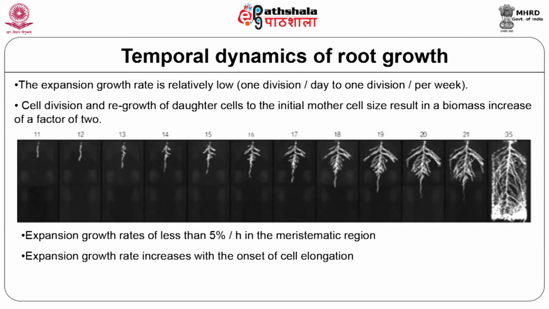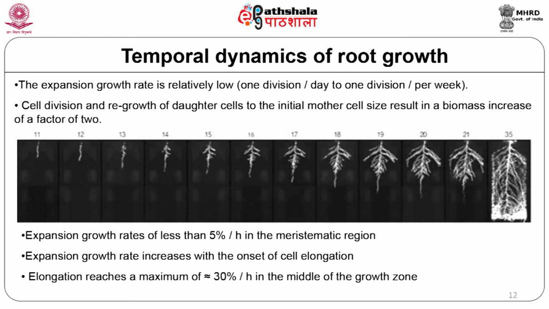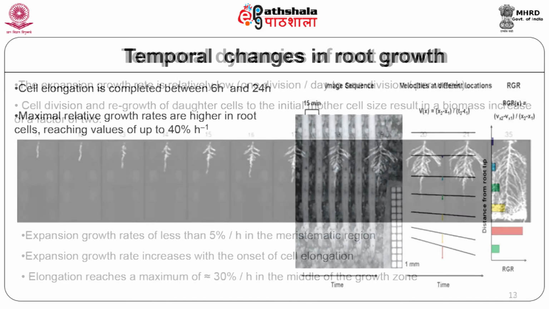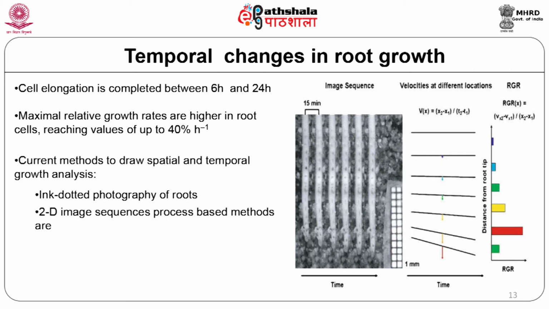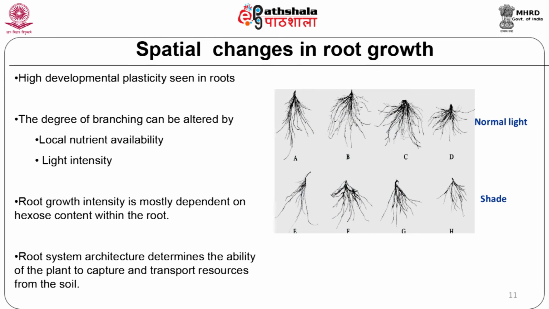Expansion growth rate increases with the onset of gross cell elongation, soon reaching a maximum of approximately 30% per hour in the middle of the growth zone for most species. Cell elongation is typically completed between 6 and 24 hours. Ink dotted photography of roots or 2D image sequences are some methods used to study spatial and temporal growth analysis of roots. Root systems have high developmental plasticity controlled by intrinsic and response pathways.